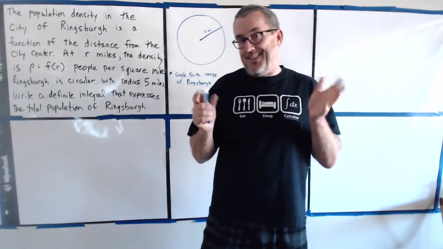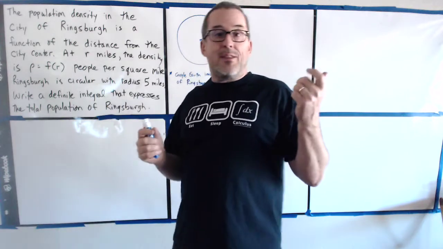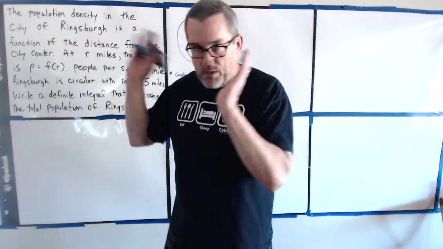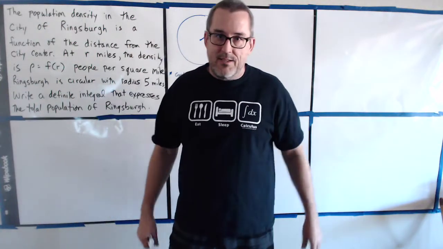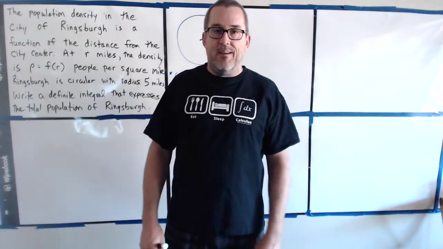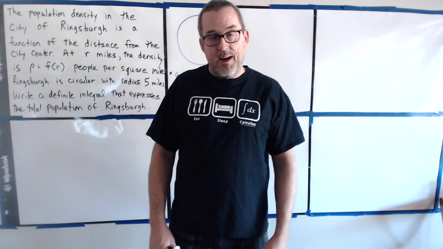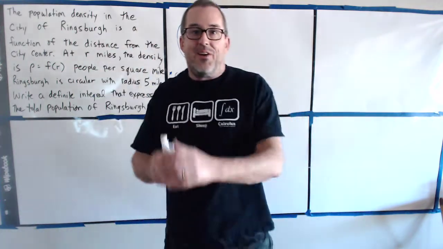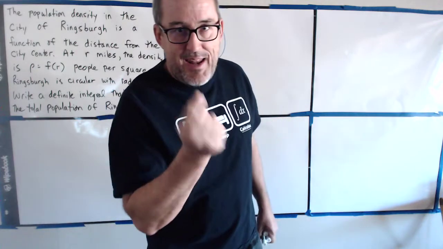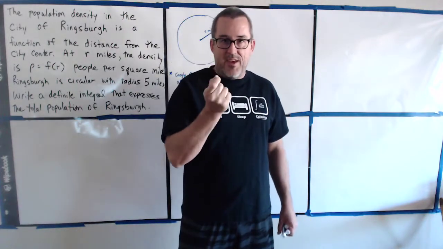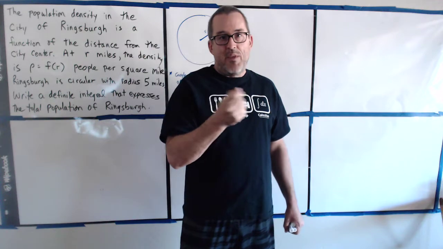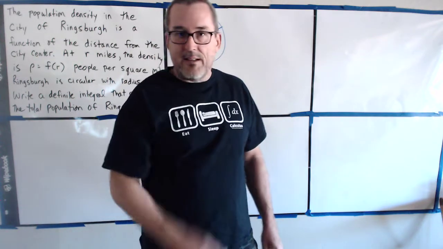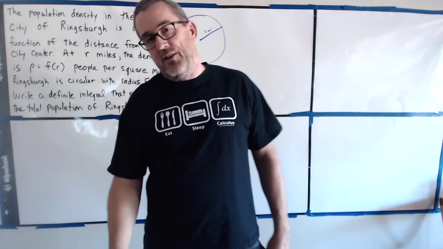Now, one might think, why don't you just take the population density in people per square mile, multiply it by how many square miles, and you'd be done? Well, that's a great thought. However, the population density changes. Here we are again. We have to think about infinitely many, infinitesimally thin slices, and then we have to sum the stuff up. I know, exactly. What stuff? Let's figure it out.